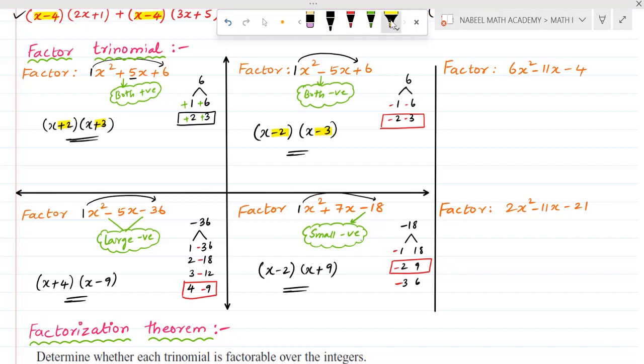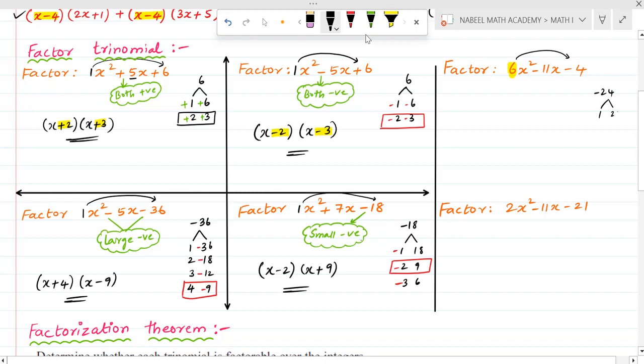Now coming to the next one. What is the difference between these problems? Here the leading coefficient is not equal to 1. So I have to go with the grouping here. How will you do this one? It's the same story. If you multiply, you will get minus 24. So 1 into 24, 2 into 12, 3 into 8 and 4 into 6. Since it is both minus, the large number is minus. Which one is correct for this type?